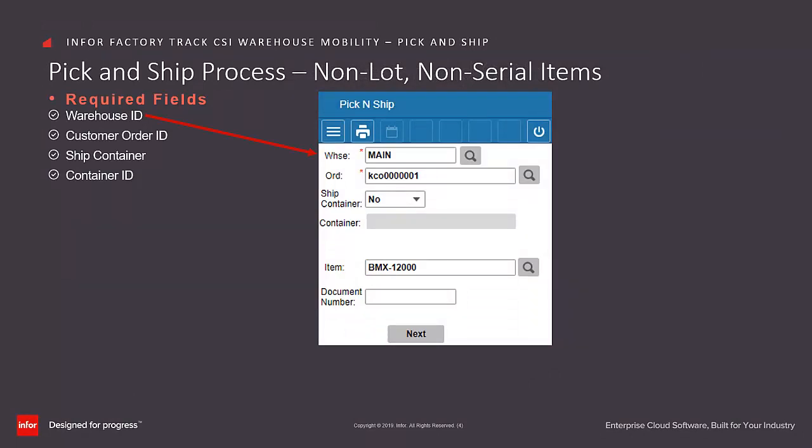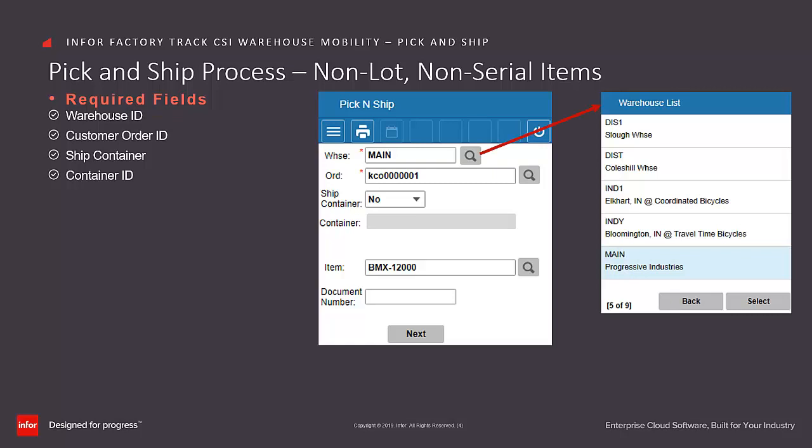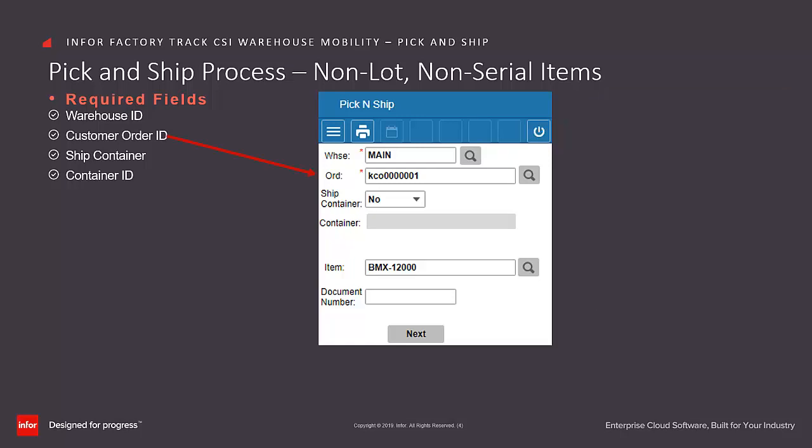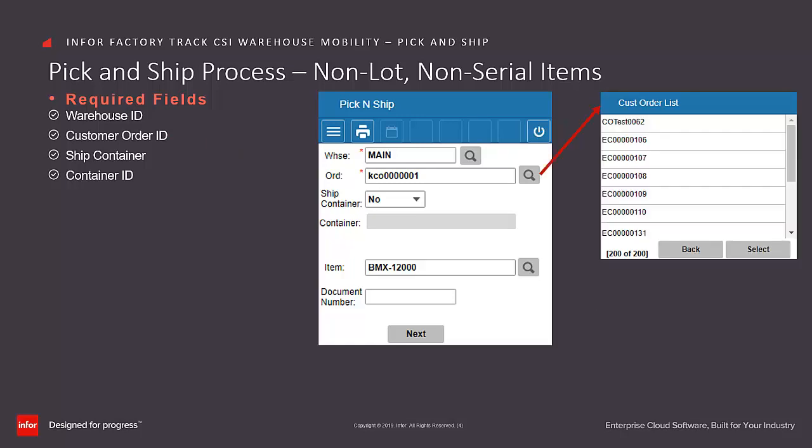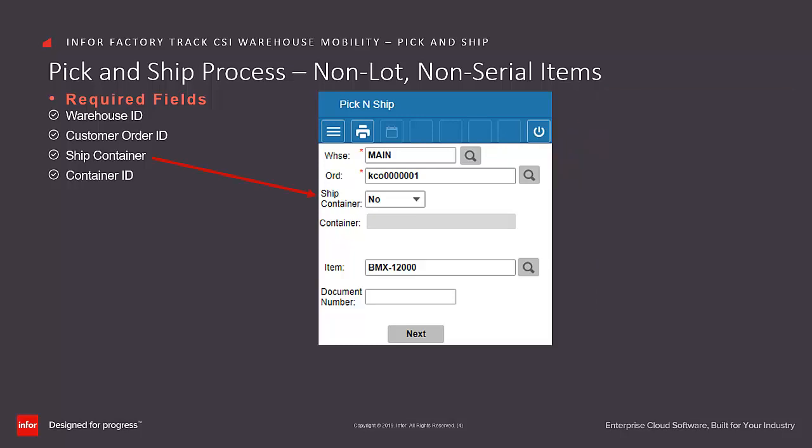To pick and ship non-lot, non-serial items, enter or click on the search icon to search and select from the warehouse list for the warehouse ID where the items are located. This can also be defaulted to the user's warehouse based on configuration setting on the transaction set maintenance form. Enter or search and select the customer order ID which you are fulfilling.